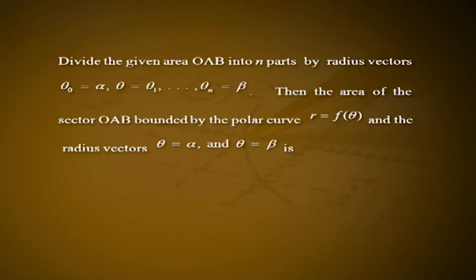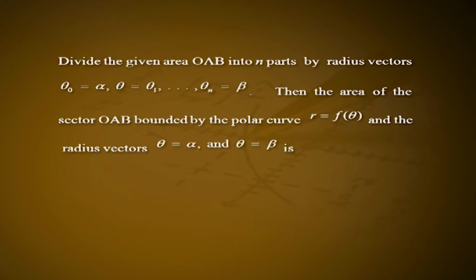Suppose the equation of the given curve in polar coordinates is r is equal to f of theta, where alpha is less than or equal to theta less than or equal to beta. Let Ri be the length of the radius vector corresponding to some angle theta i. Divide the given area OAB into n parts by radius vectors theta naught is equal to alpha, theta 1, etc., theta n is equal to beta.